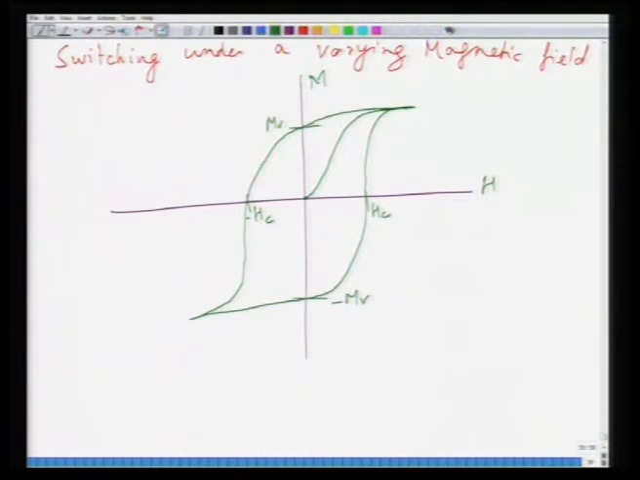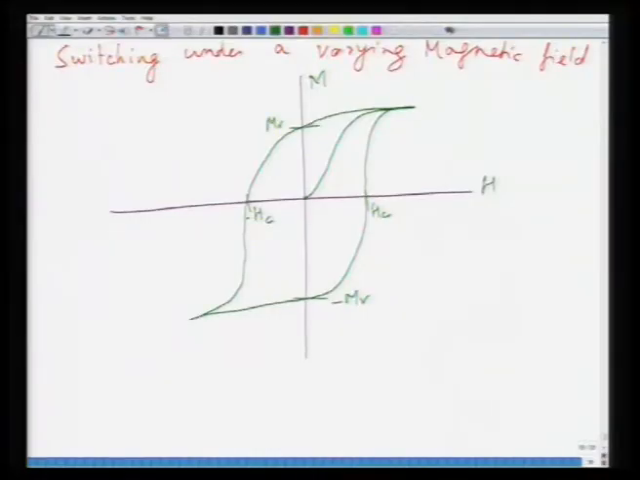When you decrease this magnetic field, at 0 magnetic field there is a remanent magnetization, which means there is a net alignment of domains in one direction, along the direction of the applied field, and those domains happen to be larger in number or larger in volume as compared to those which are oppositely oriented.